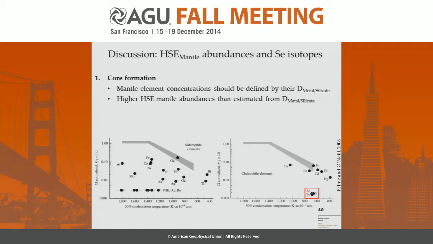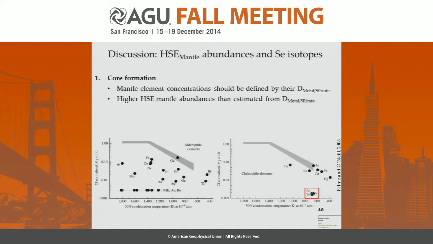First of all, core formation should leave behind mantle element concentrations which should be defined by their partition coefficient between the metal and the silicate phase. But what we observe is that the mantle concentrations of highly siderophile elements are higher than we would estimate from the experiments. Furthermore, we observe that the chalcophile elements are even more depleted in the Earth's mantle than the highly siderophile elements.